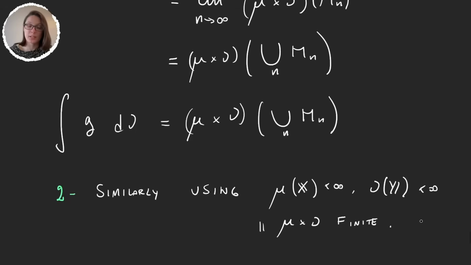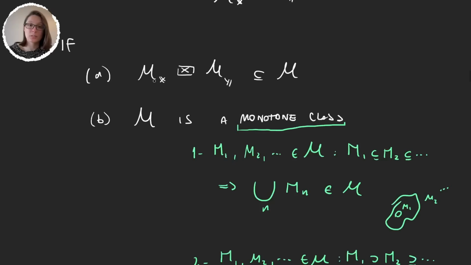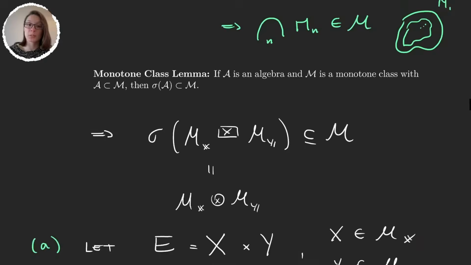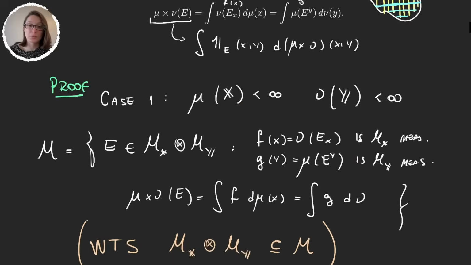So now that we have 1 and 2, this proves that M is a monotone class. We showed that the product algebra was in M, and that M is a monotone class. So now, very simply by the monotone class lemma, which I am not going to prove, we have immediately that the product sigma algebra is a subset of the set M, which is exactly what we wanted to show for the theorem.